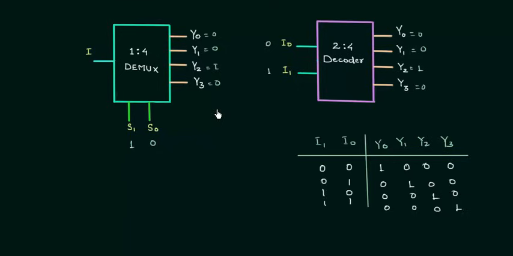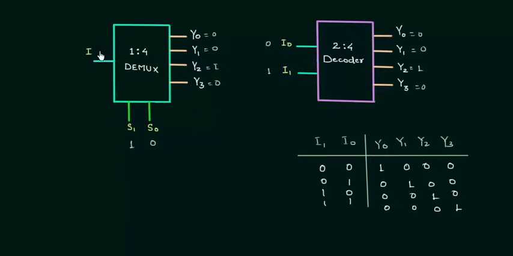The first similarity that we can see is the outputs. In this case, 1:4 demux, we have 4 outputs, y0 to y3, and in this case also we are having 4 outputs, y0 to y3. So we don't have to do anything with outputs. The next similarity that we can see is selector variables. In this case, we have 2 selector variables, s0, s1, and in this case we have 2 inputs, I0, I1. So we can use selector variables as inputs, right?